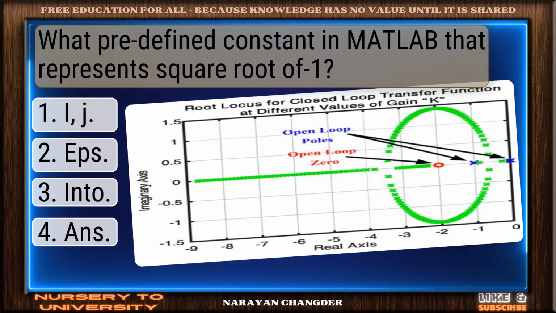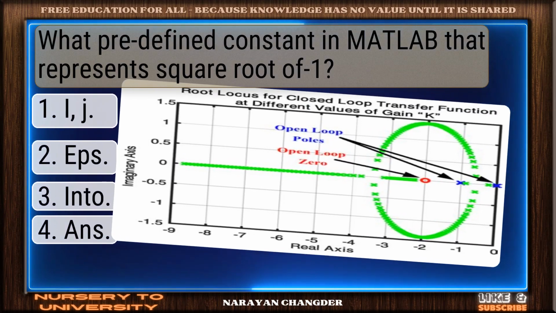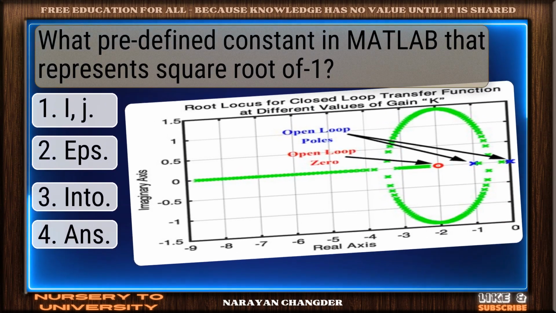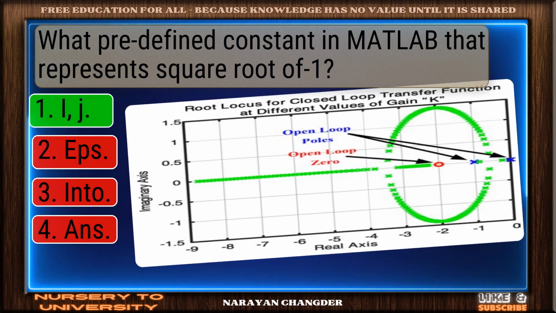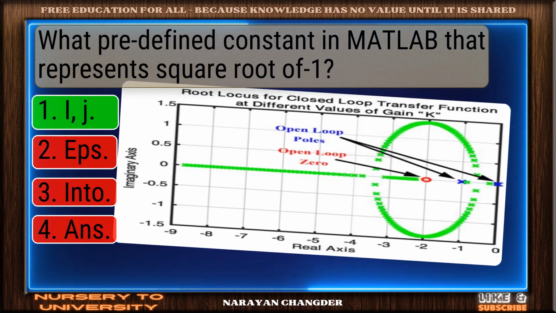Question number 23. What predefined constant in Matlab represents the square root of -1? You chose i or j, and it is correct.